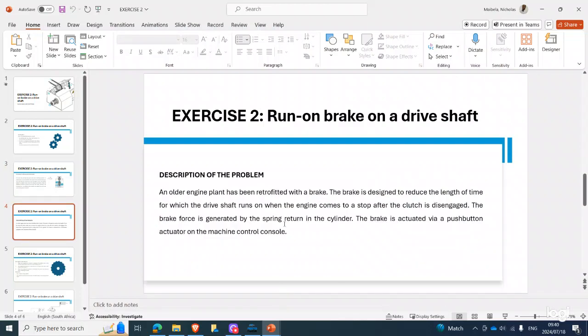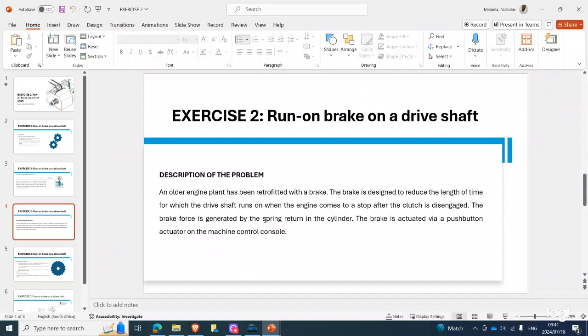Now the description of the problem. They're saying an older engine plant has been retrofitted with a brake. The brake is designed to reduce the length of time for which the drive shaft runs on when the engine comes to a stop after the clutch is disengaged. The brake force is generated by the spring return in the cylinder.